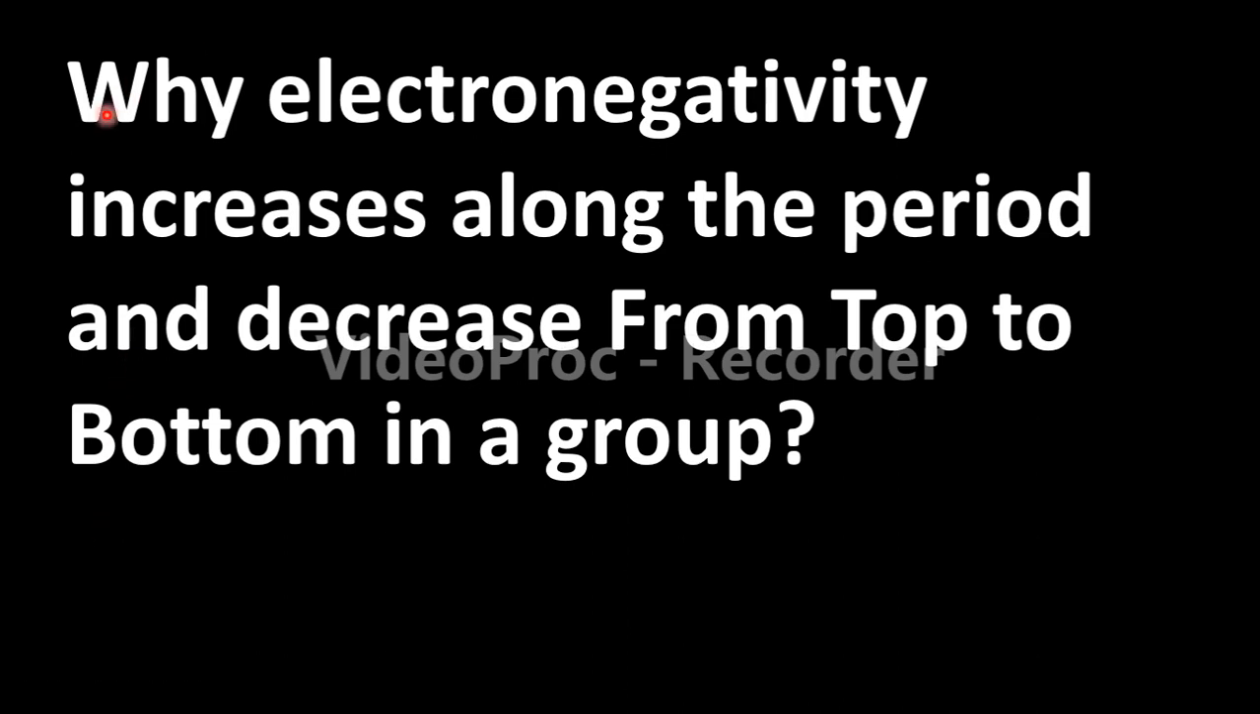Here I modify the trend of the electronegativity. In the previous video I told you that electronegativity increases from left to right in a period while it decreases from top to bottom in a group. So here I tell you what are the basic characteristics, what are the basic phenomena that cause the increase of electronegativity when we move from left to right in a period and cause the decrease in electronegativity when we move from top to bottom in a group.